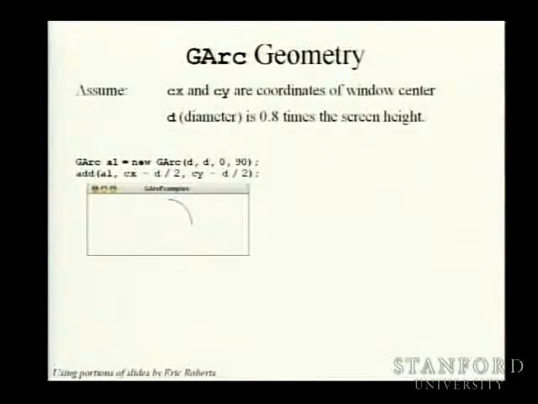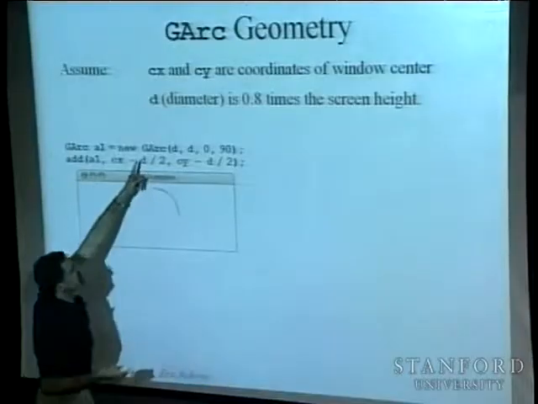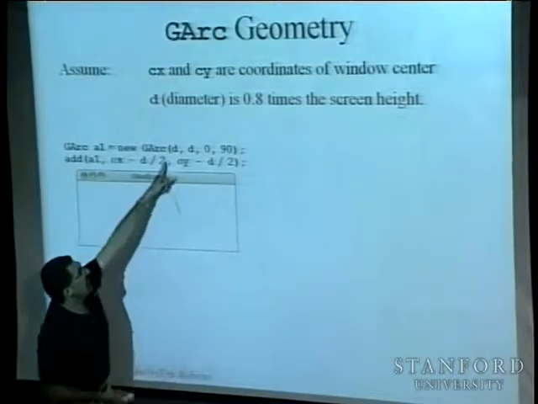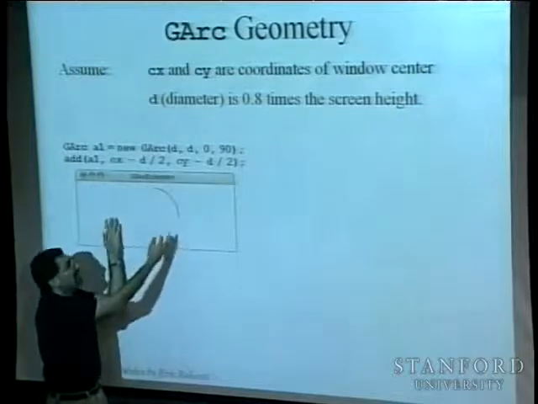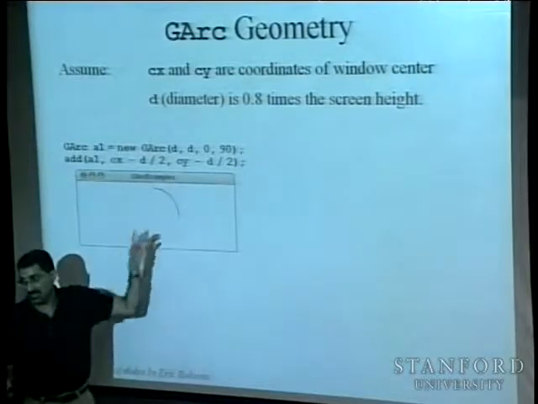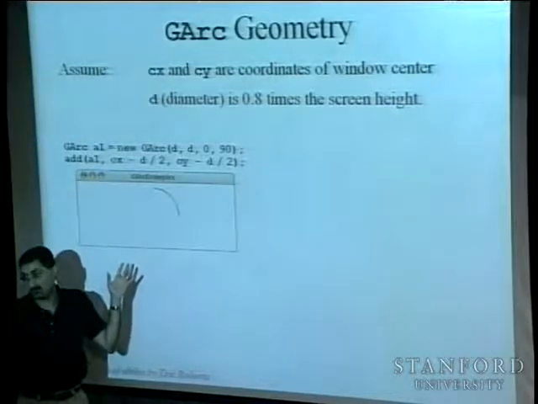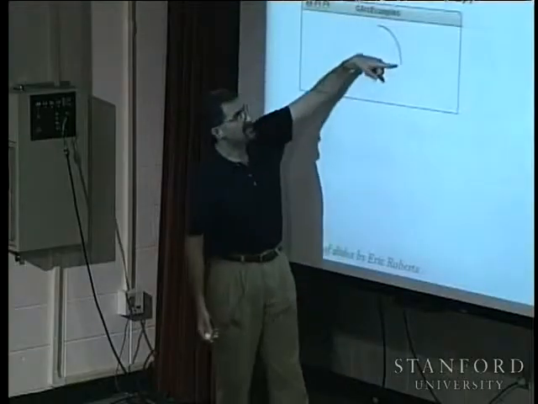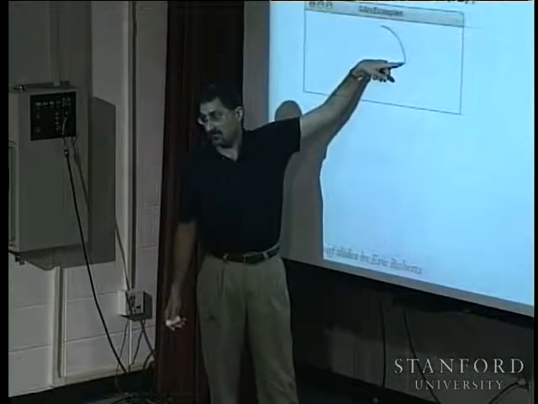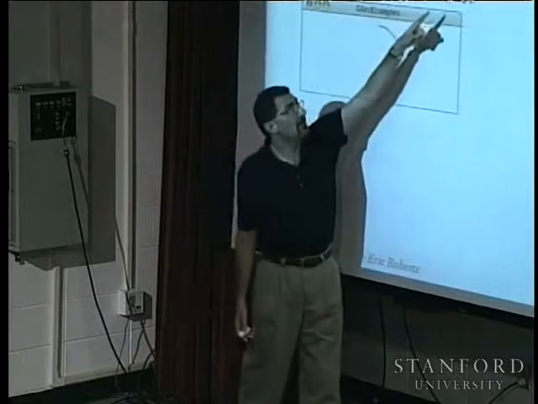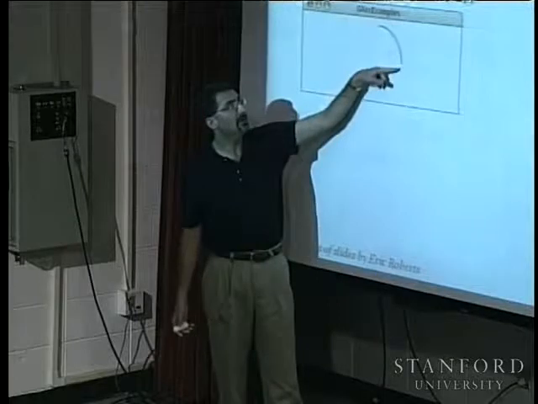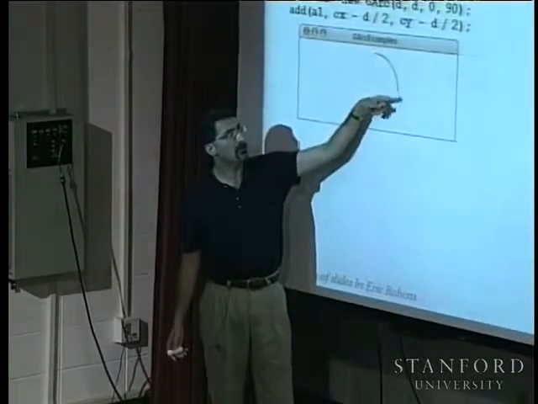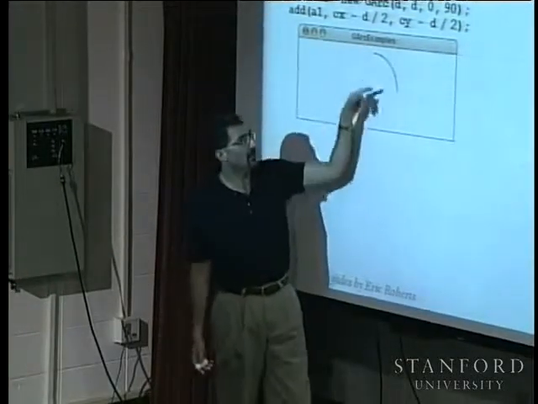So if we say, create a new GArc that has its bounding box being d and d, that basically means we're going to have some oval whose height and width are both the same, being d, which means it's just going to be a circle with diameter d. We're going to start at the 0 degree mark. Remember, 3 o'clock is where we start, 0 degrees. And we're going to sweep out an arc of 90 degrees, and that goes in the counterclockwise direction because it's positive. So we get essentially this little quarter of that circle, because it's a 90 degree arc starting at 0 degrees.